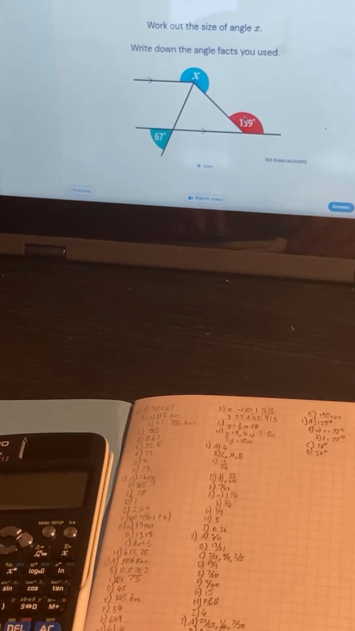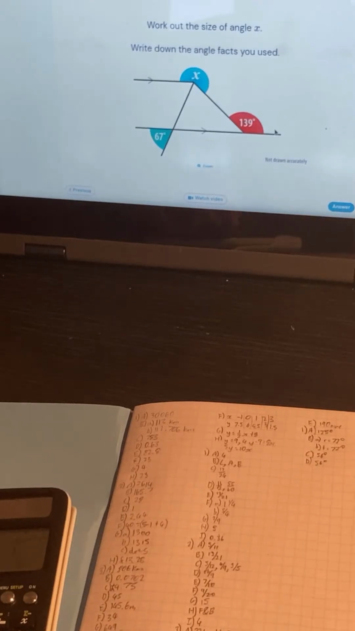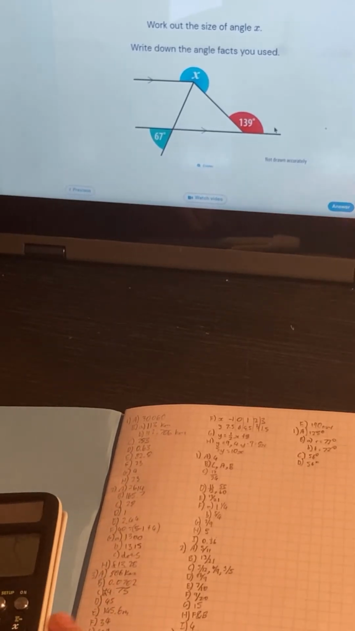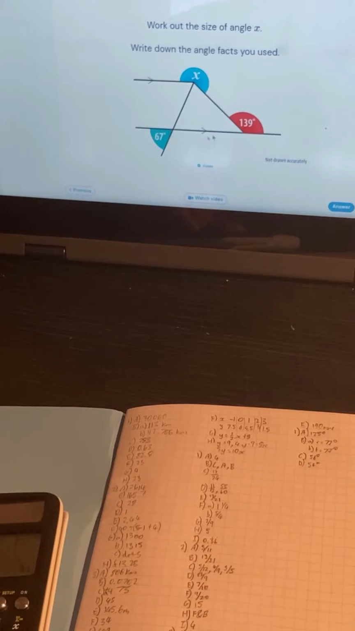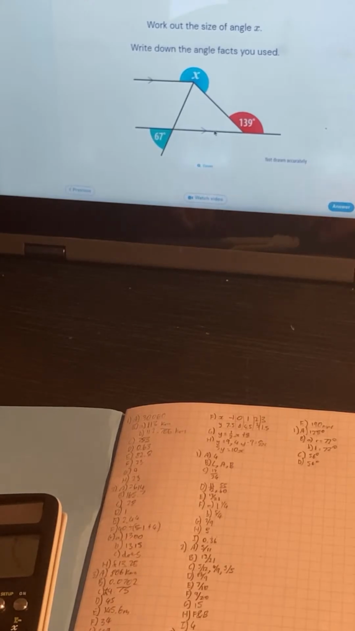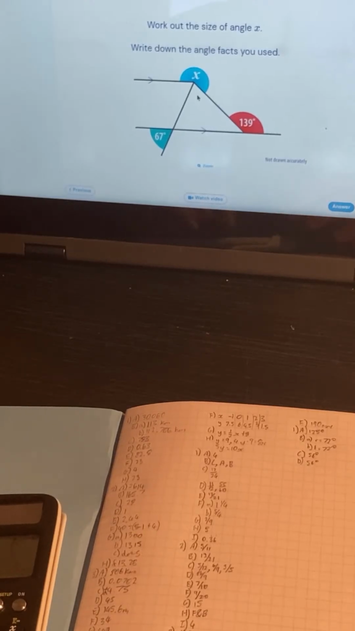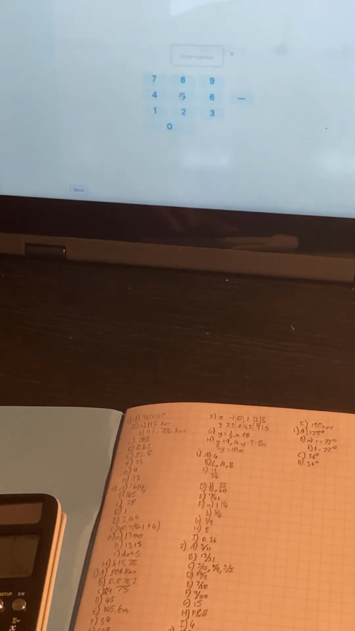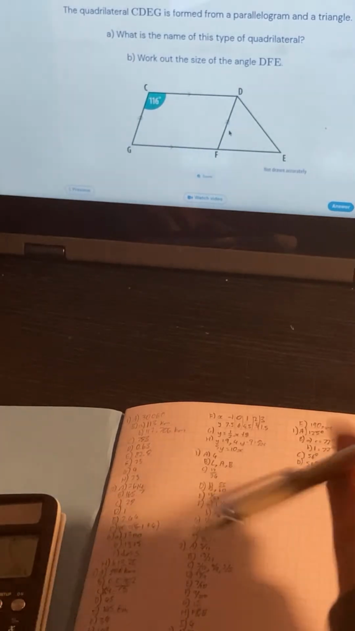Alright, so 180 subtract 39, nope, 139 is that angle. So, to get that angle, subtract 67, subtract 49. 72. 360, subtract 72, subtract 67. 210, 221. I can talk. Right.